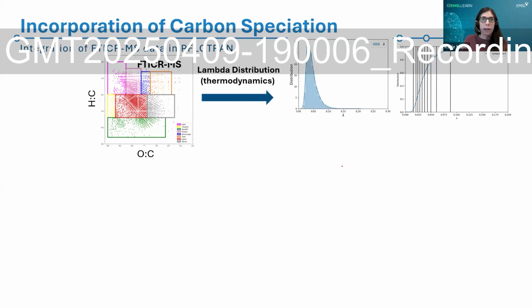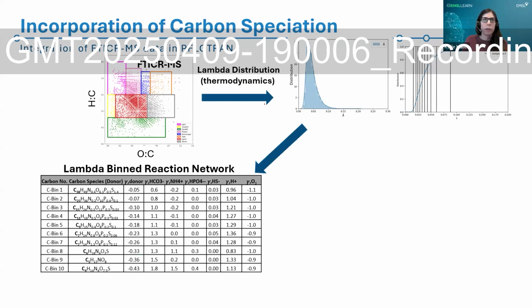And it creates a distribution based on thermodynamics of all of those different compounds. We then turn around and take that distribution and create a unique reaction network based on that FTICR-MS signal. So here it's showing this reaction network that consists of 10 different reactions based on a specific carbon species in each of those bins and the resulting stoichiometric coefficients to produce this overall reaction network.